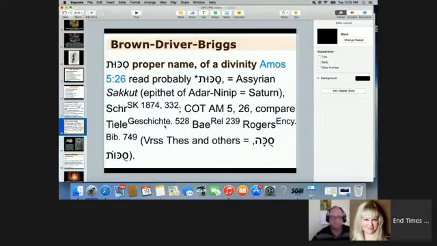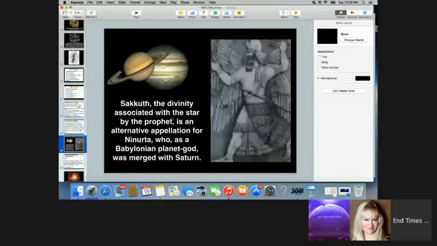Moloch also means Saturn. And here's another word, this is important, and this shows the merging of Saturn with Jupiter, because we saw Satan fall like lightning. Zeus is lightning, and he represents the planet Jupiter. Sukkot is another word that is connected to Saturn. Sukkot, the divinity associated with the star by the prophet, is an alternative appellation for Ninurta, who is a Babylonian god merged with Saturn.